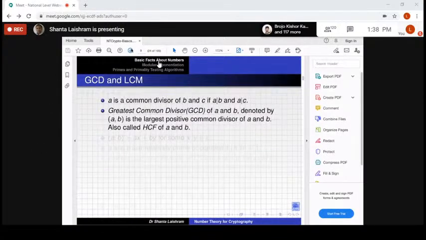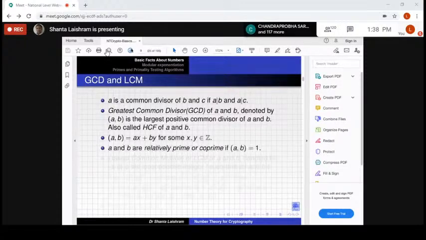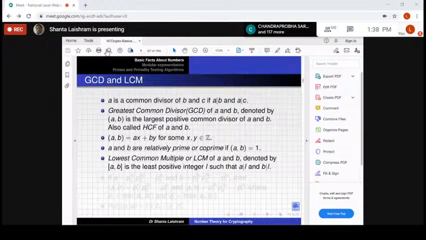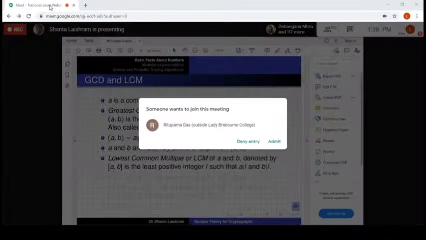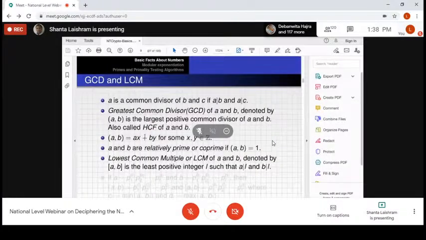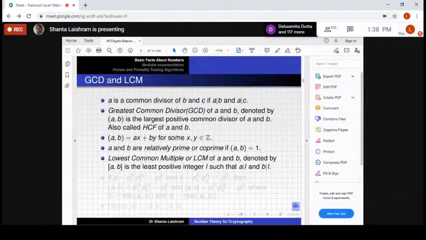Now I would like to talk a little bit about GCD and LCM, which all of you know, but I'll go a bit faster here. GCD means the greatest common divisor, which is the largest positive common divisor of A and B. And it's an easy exercise to see that the GCD of two numbers can be written as a linear combination AX plus BY for some X and Y. And when A and B are relatively prime, or coprime, then we say, so that happens if A and B.